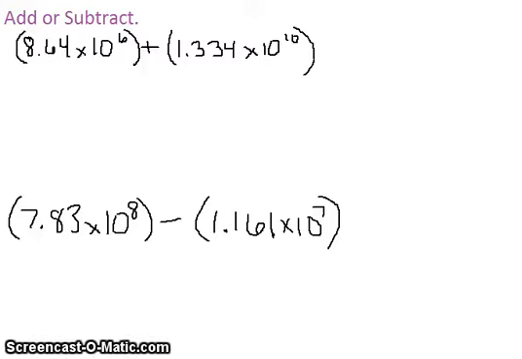Let's take a look at a couple examples of adding and subtracting scientific notation. Now, for this, we're going to take a little bit different approach than we did with multiplying and dividing. For this, we're going to follow a couple steps. We're going to change the scientific notation forms into standard form, add or subtract them, and then we're going to just change it back into scientific notation.